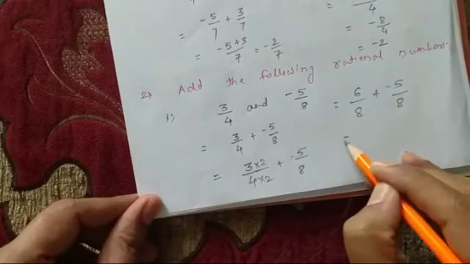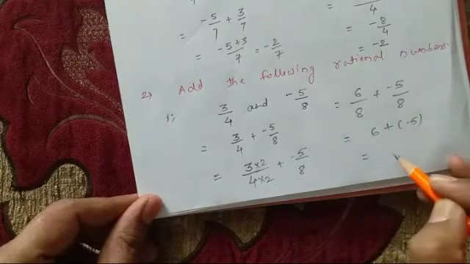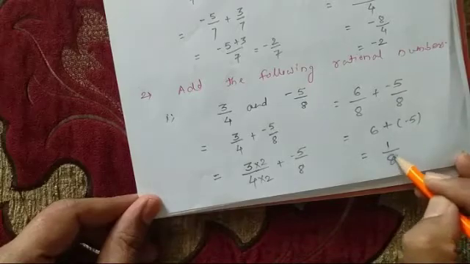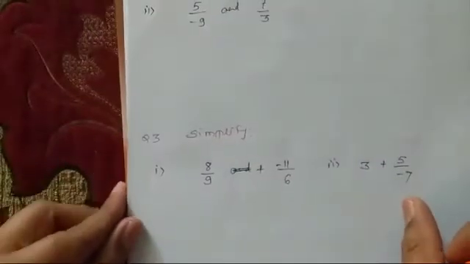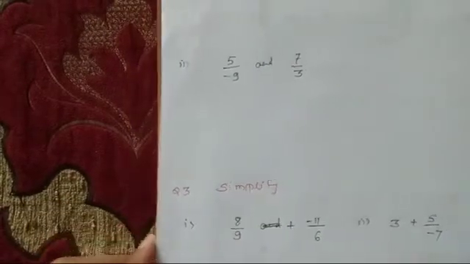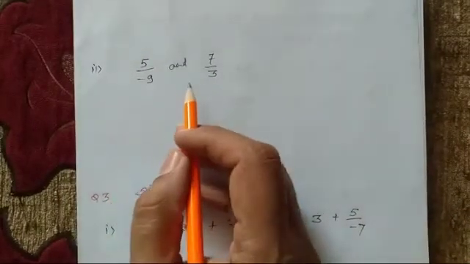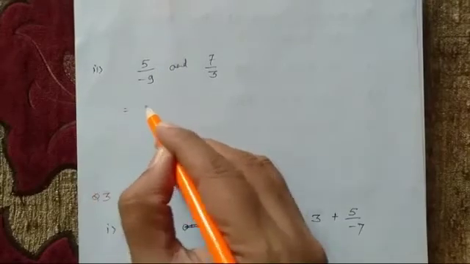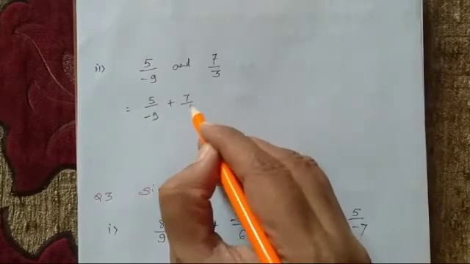Now denominators are same, we can add the numerators. 6 plus minus 5 is positive 1. So the final answer is 1 upon 8. Next question. 5 upon minus 9 and 7 upon 3. Here also we can solve this question either by taking the cross products or by converting them into like fractions. See here we have to add 5 upon minus 9 plus 7 upon 3.